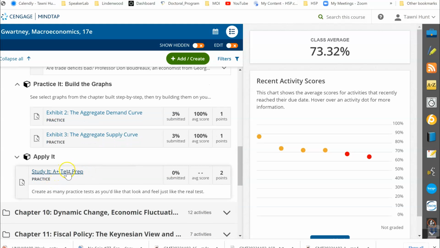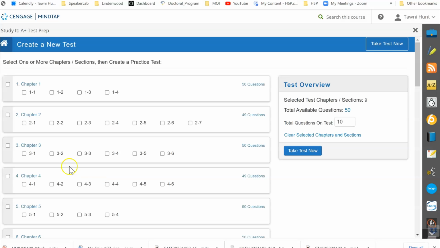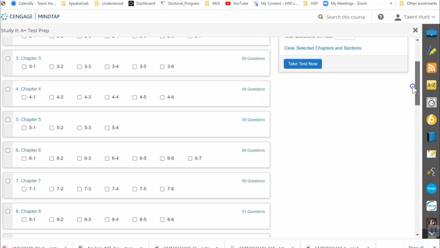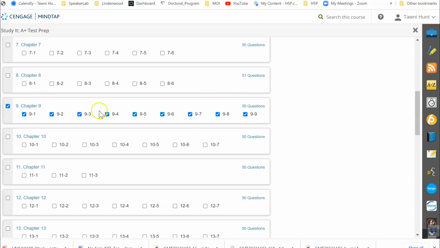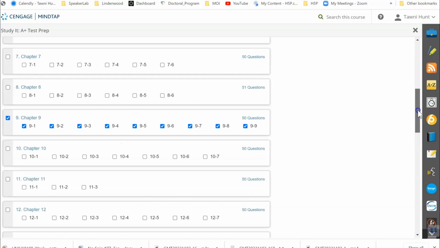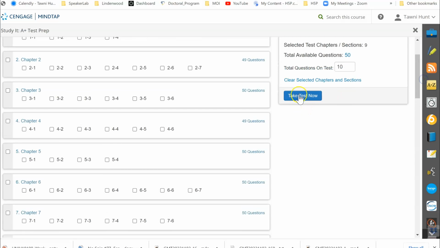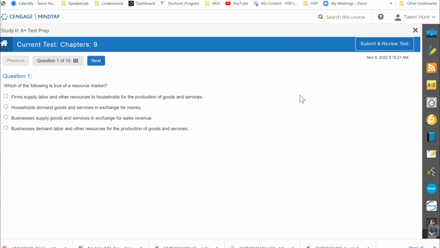And if you also think that you've got everything and want to test your knowledge, you just go into the apply it, check on the relevant chapters, and we're in chapter 9 here, we can get a short study it exercise, and if you're looking to test your general knowledge, you just go through and submit and review and see what you know.